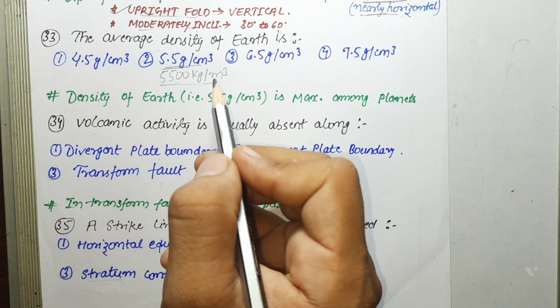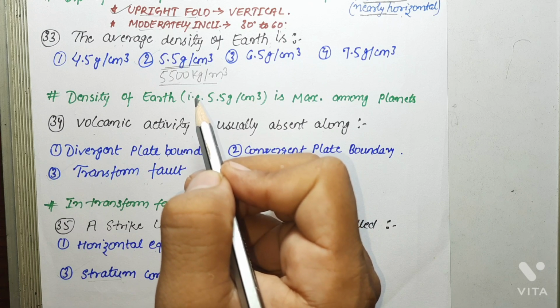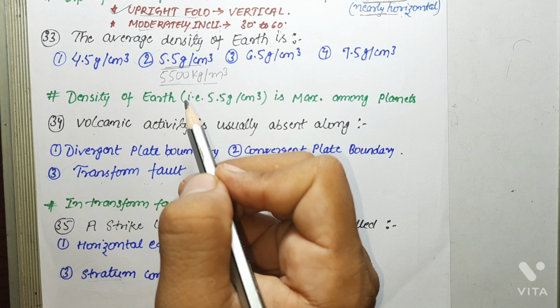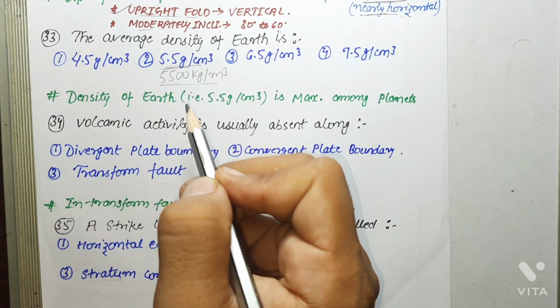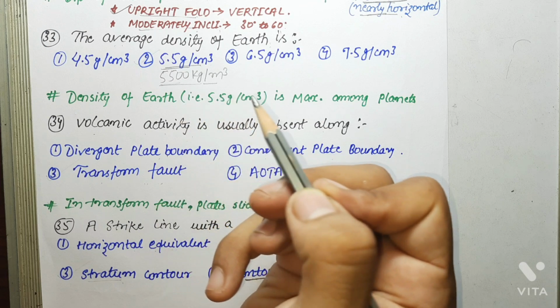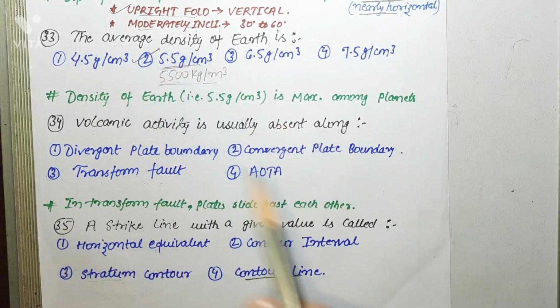After Earth, the density of Mercury is 5.4, then Venus 5.2, Mars 3.9, Neptune 1.7, Jupiter 1.3, Uranus 1.2, and Saturn 0.7 gram per centimeter cube. This is the descending order of density of planets, in which the density of Saturn is the least, 0.7 gram per centimeter cube. So the average density of Earth is 5.5 gram per centimeter cube. This is the correct answer.